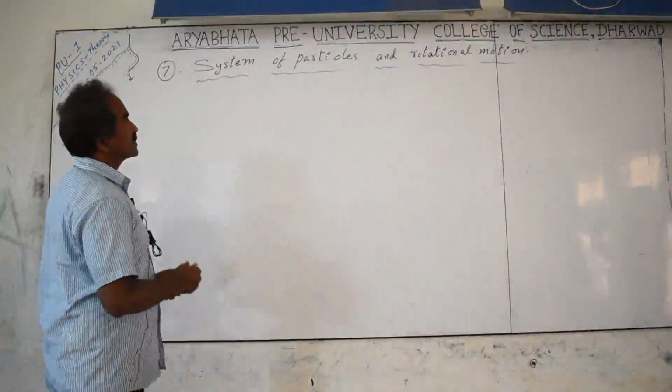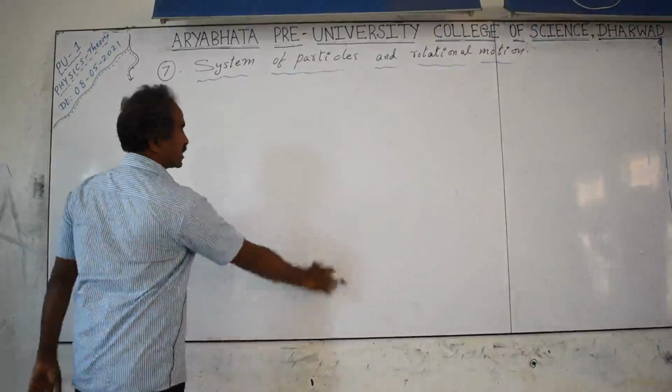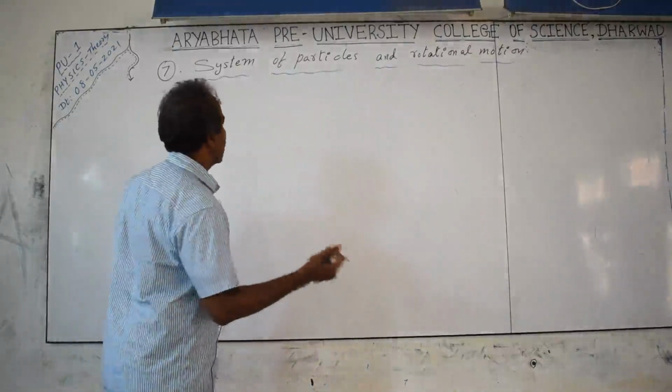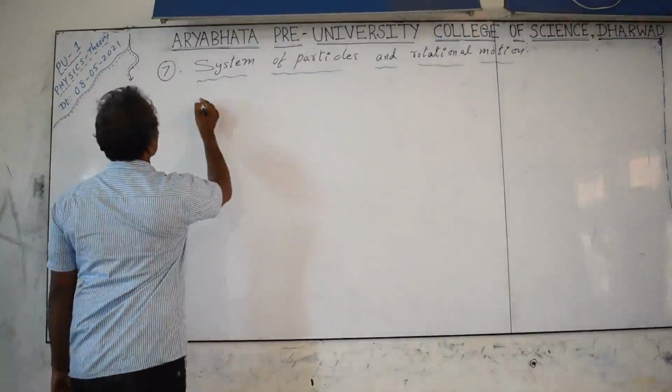Continuation of the previous topic, the rotational motion and the system of particles. In this, we are discussing the rotational dynamics. This rotational dynamics deals with the torque and angular momentum, moment of inertia. We are going to discuss later. Equilibrium of a rigid body.